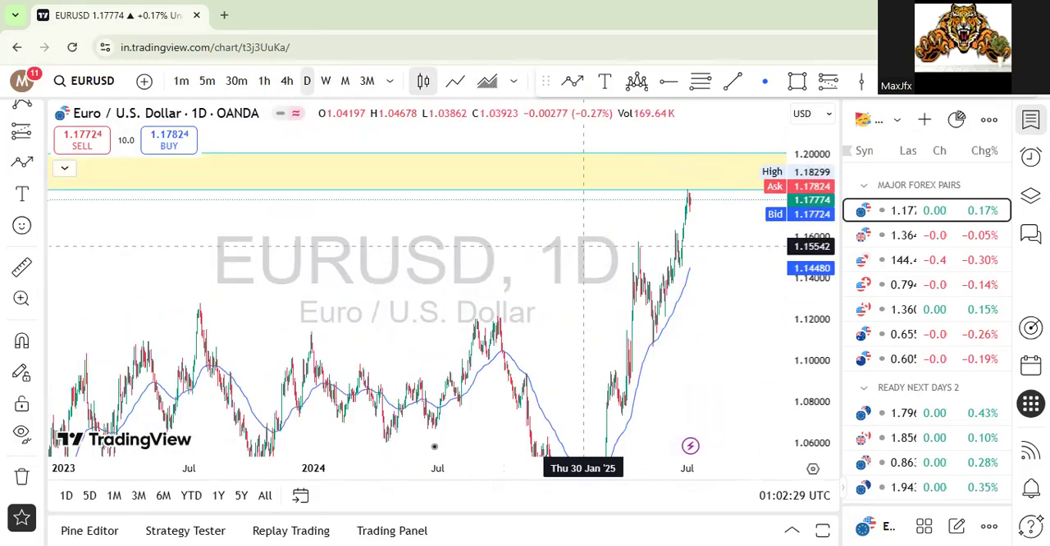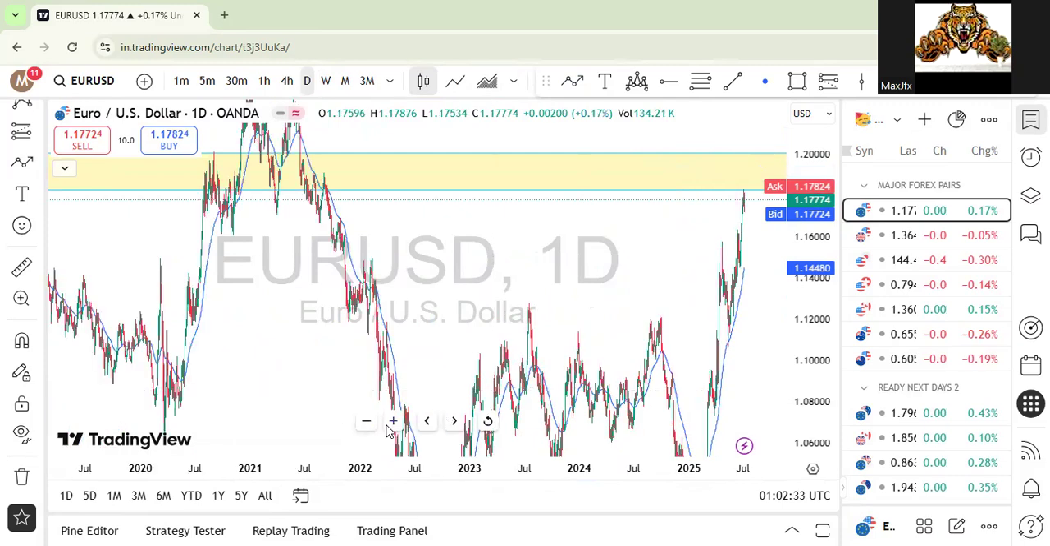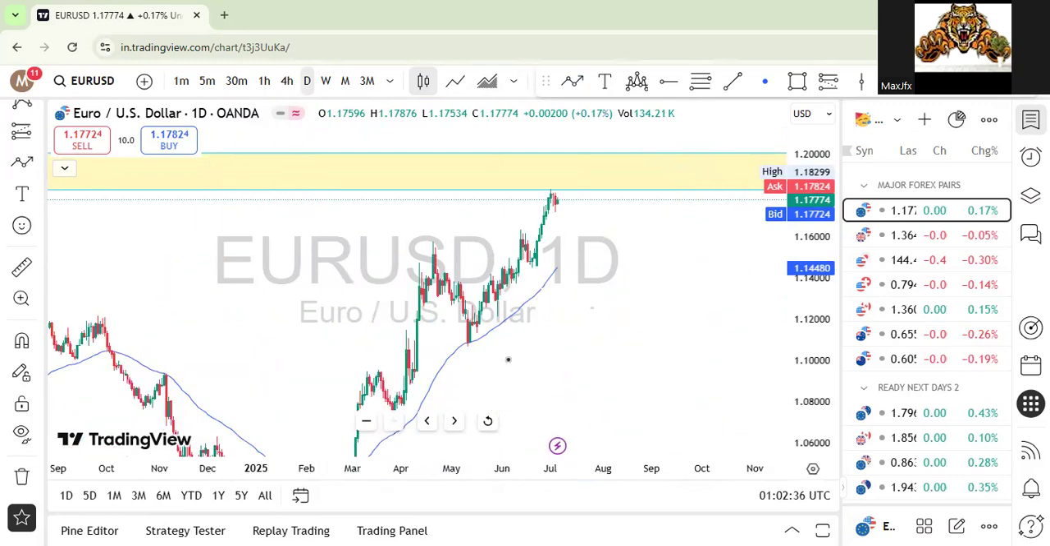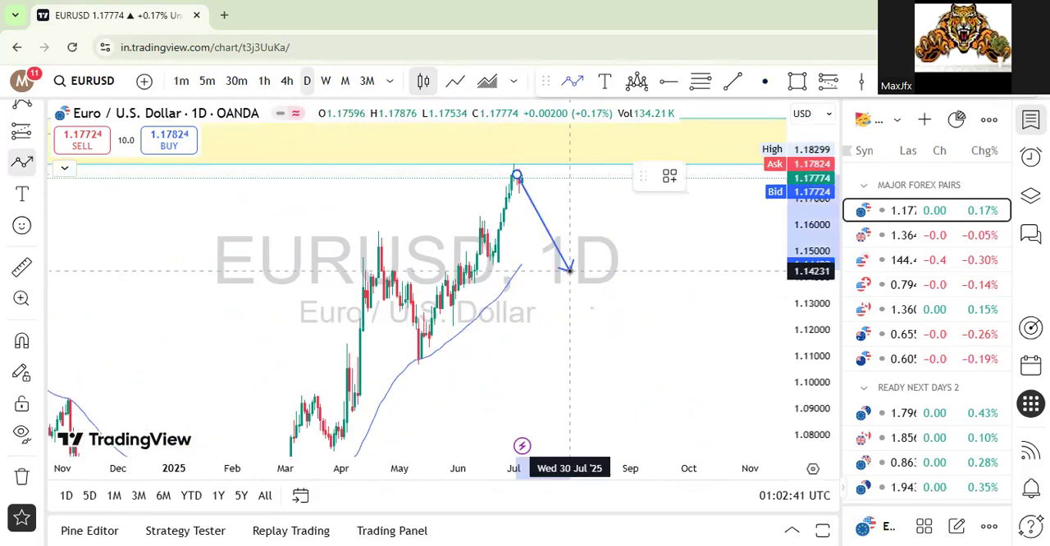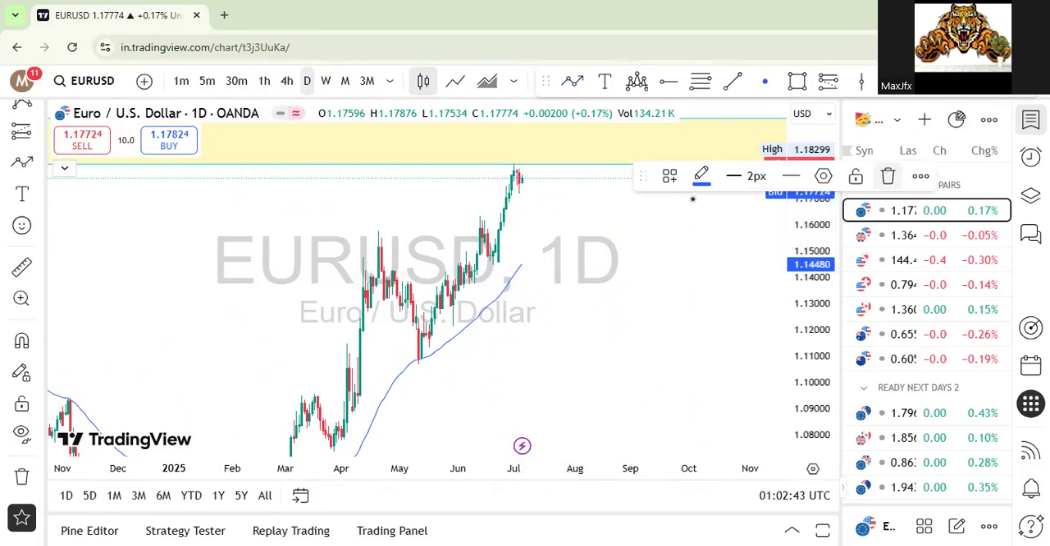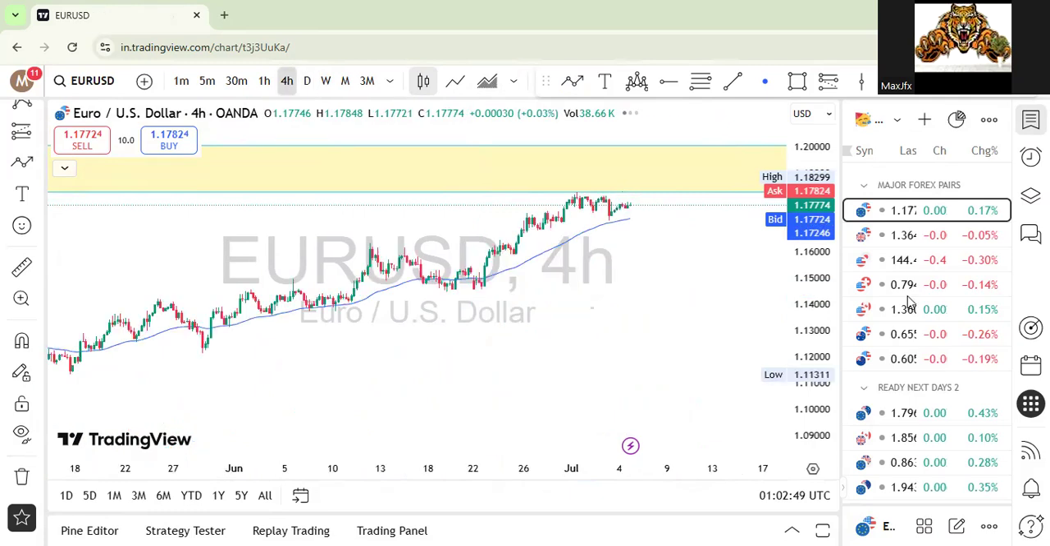So now on the daily, it has made a nice higher high. So you're expecting a move like this downwards. It means the price is very expensive. And let's go to the 4 hour.